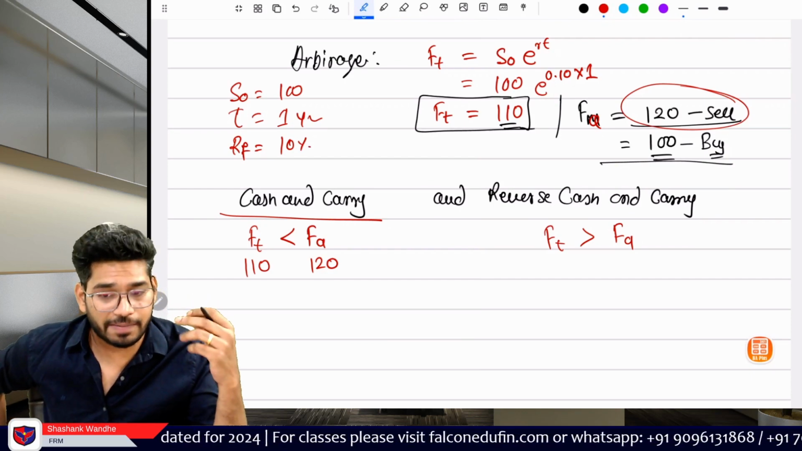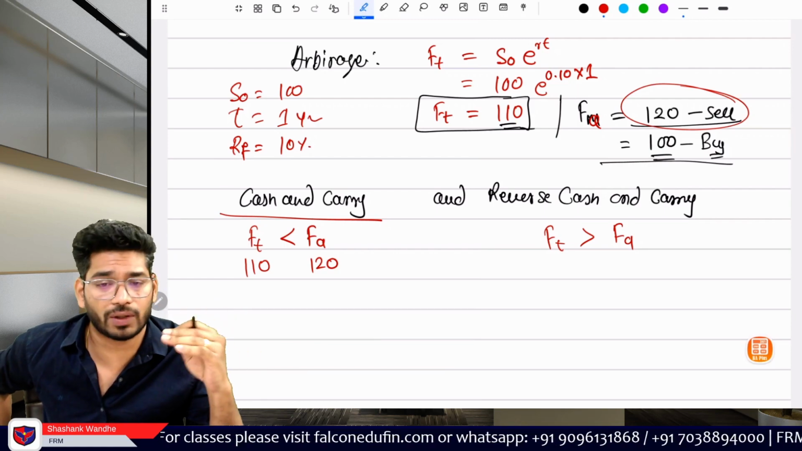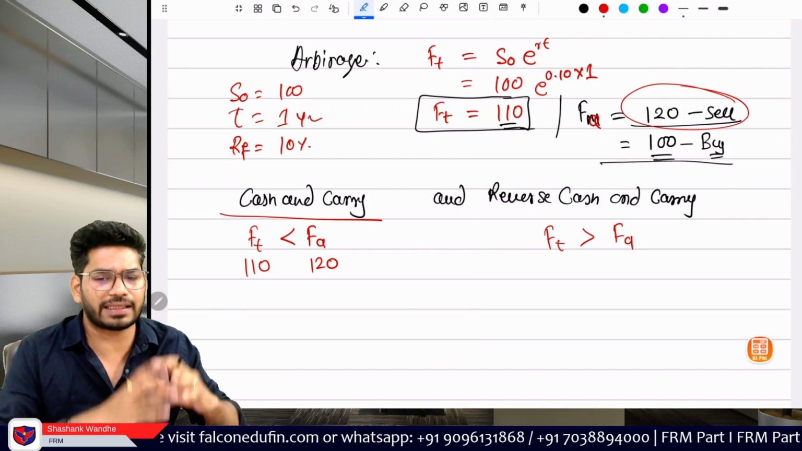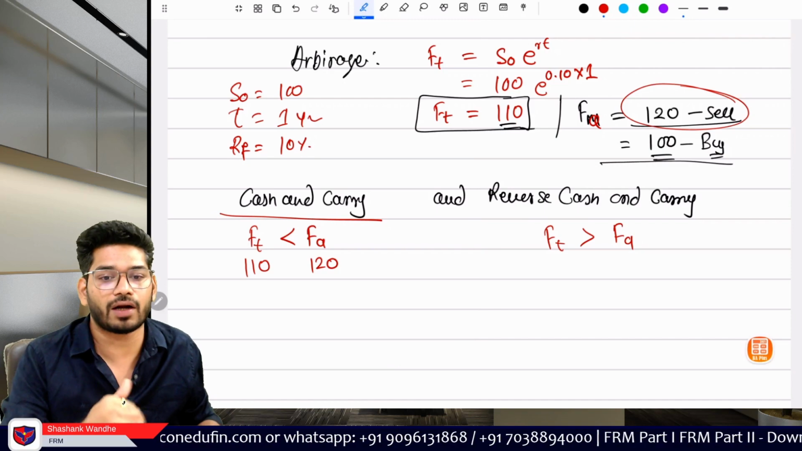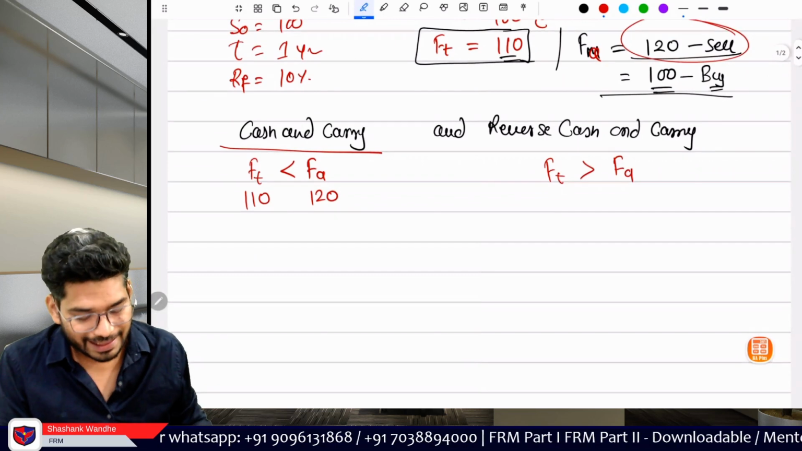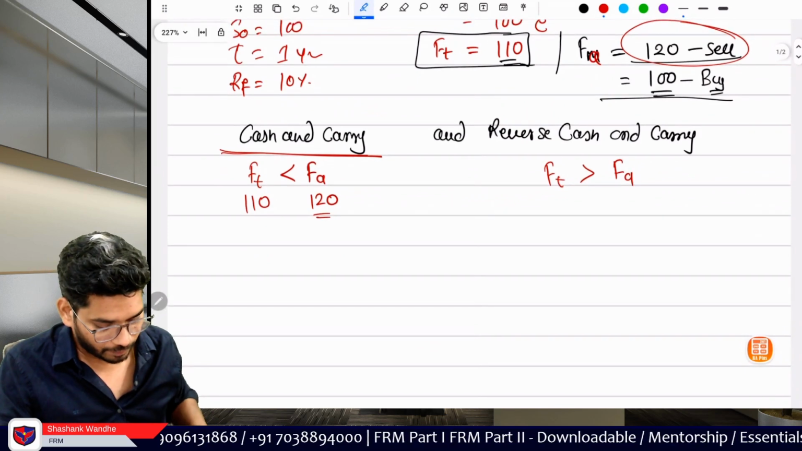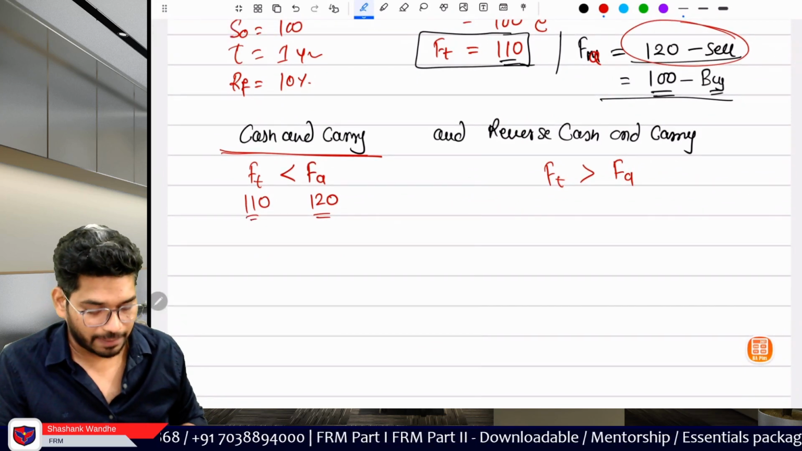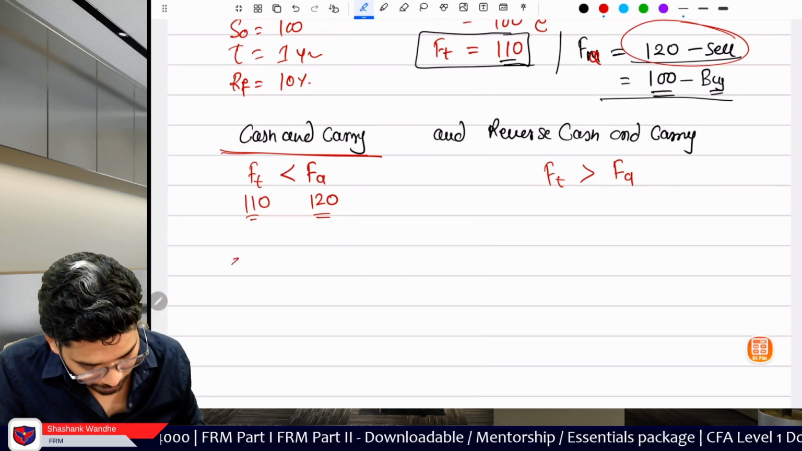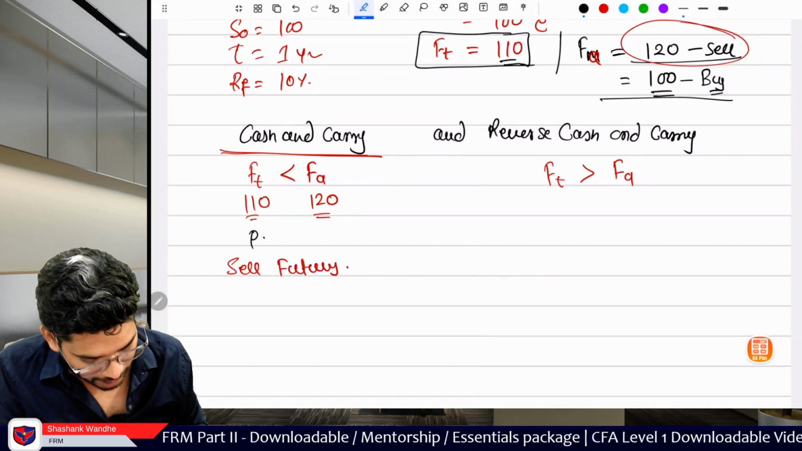Now in an arbitrage opportunity, remember there is an assumption that you are able to borrow and invest at the same risk-free rate. Otherwise this strategy won't work on a theoretical level. In practical life you will apply different calculations, but on a theoretical level we assume that you are able to borrow and invest at RF only. Now here in this cash and carry arbitrage, because the actual price is 120 and the theoretical price is 100, it is trading expensive, so you sell expensive, so we will sell futures.